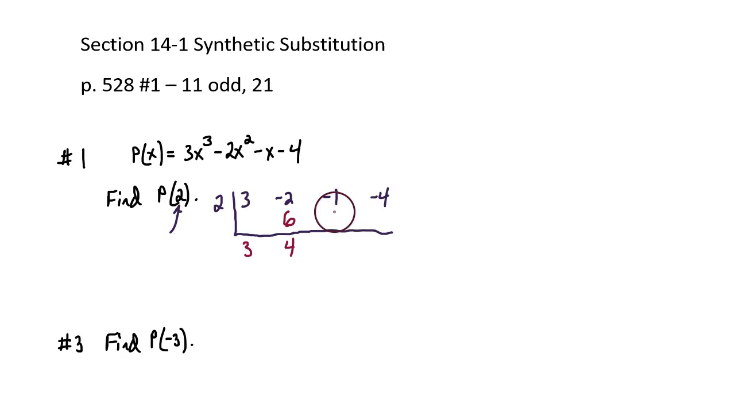Multiply 4 times 2, which makes 8, and write it under the negative 1. Now add these together. That's 7. Multiply 7 times the 2, making 14, and add these together, making 10. This very last number that you get is the value of function p when you substitute in a 2.